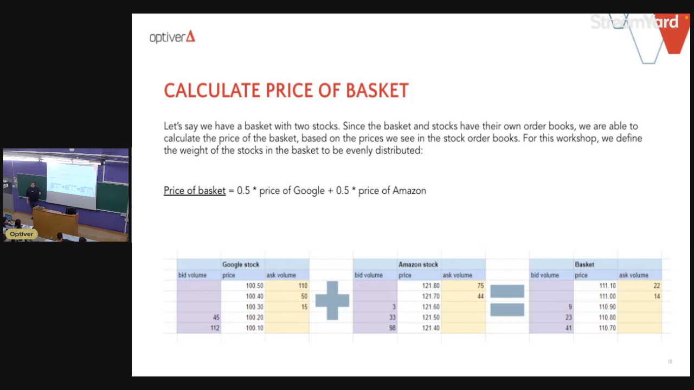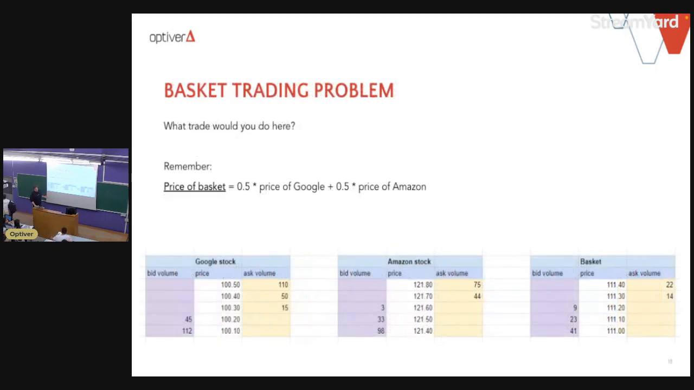So the price of the basket is 0.5 times the price of stock one, plus 0.5 times the price of the other stock. Right? If you have the Google stock, the Amazon stock, and a basket on that, you can calculate a fair price for the basket based on the individual stock prices. If you look at these order books, you have the stocks here on the left in the middle, and you have the basket on the right. Do you see which trade you would want to do now?